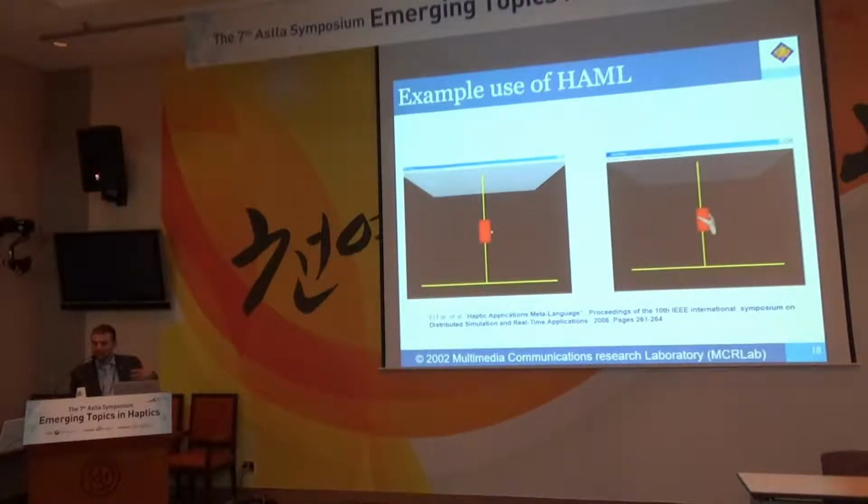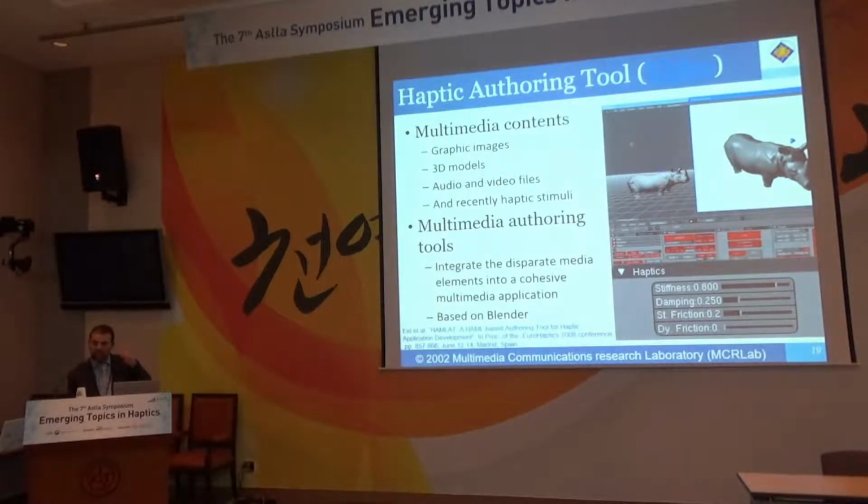Now, haptic authoring is a very difficult task, and everyone needed to develop their own haptic application. Consequently, we looked at open software in order to be able to develop a haptic authoring tool, and we applied HAML as part of the multimedia authoring tool, where we could directly in a graphic user interface add the stiffness, damping, static, and dynamic friction.